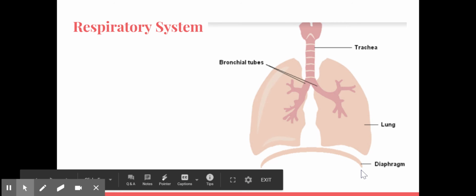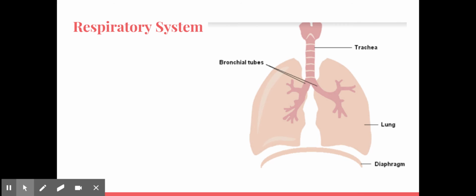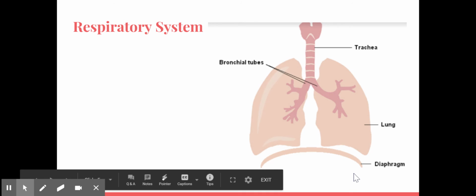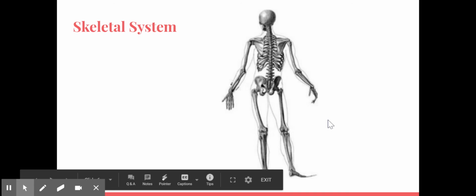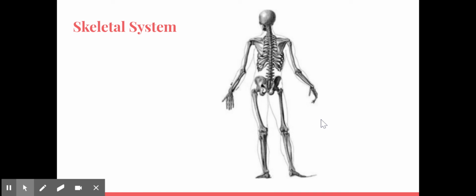And then we have the diaphragm, which is right under your lungs. And that's actually the thing, if you've ever had hiccups before, which I'm sure you all have, that diaphragm is the thing that is kind of squeezing and causing those hiccups. But that helps our lungs expand as we breathe. All right, the skeletal system is made up of your bones. You have 206 bones, and that is the skeletal system.